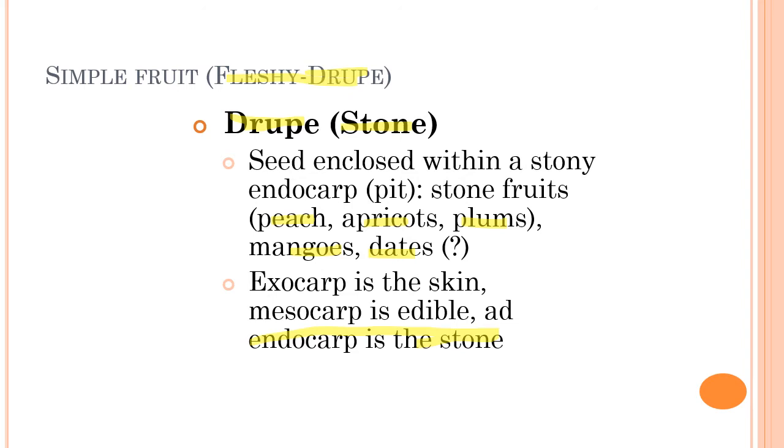But think about the mango. It's very simple to say mango. Mango is very easy to notice. You eat the skin, you can also eat the mesocarp, but when you try to eat the endocarp, it's very hard. And so this is called stone fruit. The same thing for apricot, the same thing for plums and peach as well.